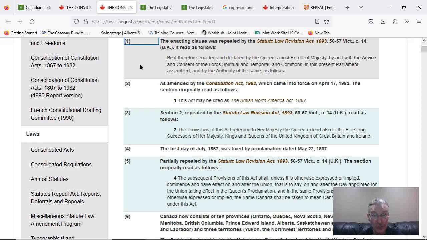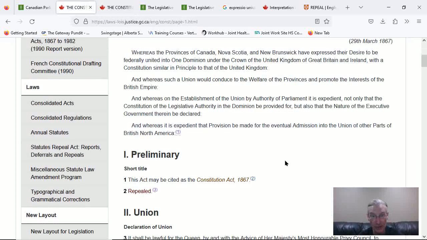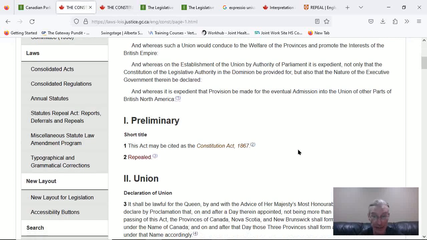It read as follows: "Be it therefore enacted and declared by the Queen's most excellent Majesty, by and with the advice and consent of the Lords Spiritual and Temporal and Commons, in this present Parliament assembled, and by the authority of the same as follows." We will get to definitions in a minute, but we can clearly see the enacting clause was repealed in 1893. Going back to the document itself, let's look at endnote number 2.